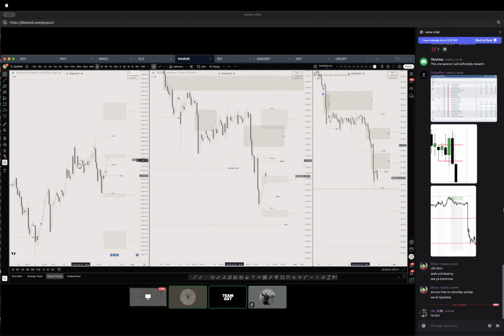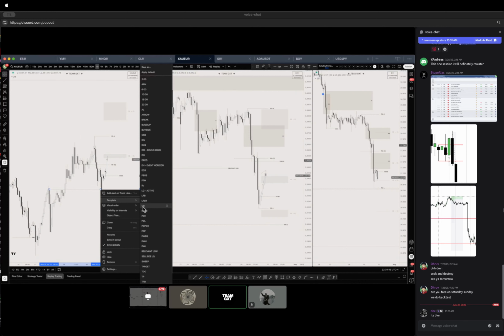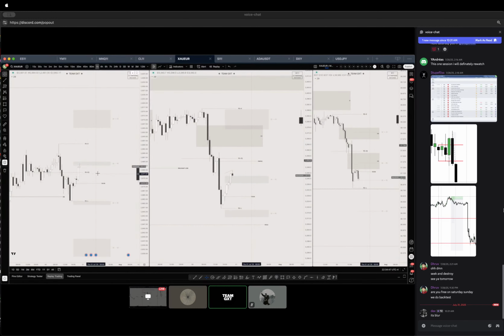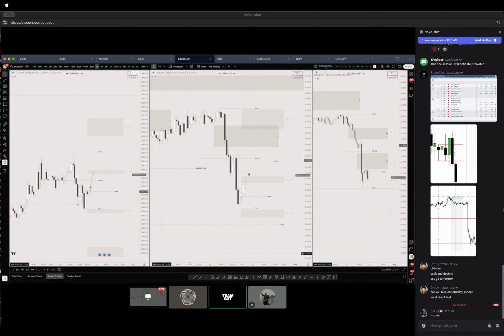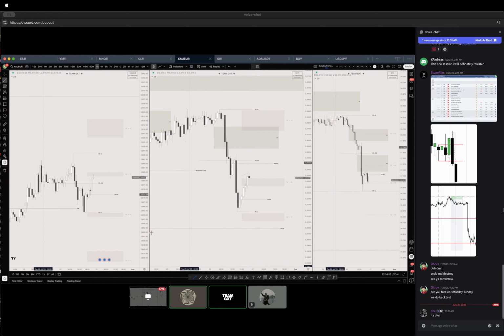So here was an AMD reversal: accumulation, manipulation, distribution. We came down to this order block here. It doesn't show any signs of stopping. I'd call this an IFC. Can probably get more specific with it on a lower time frame.